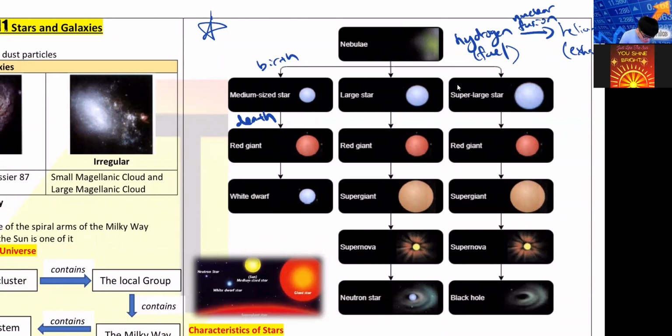Anyway, so it will turn into a red giant. Funny enough, in BM, this is called Raksasa Merah.